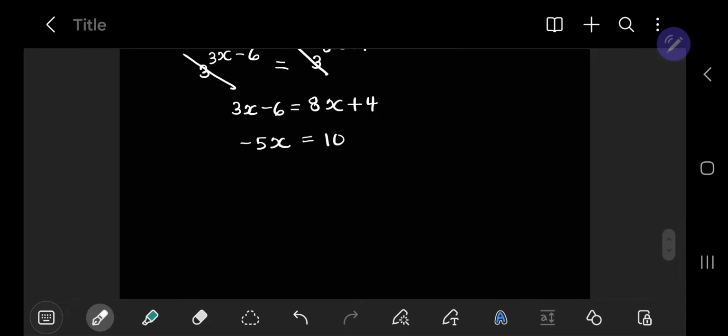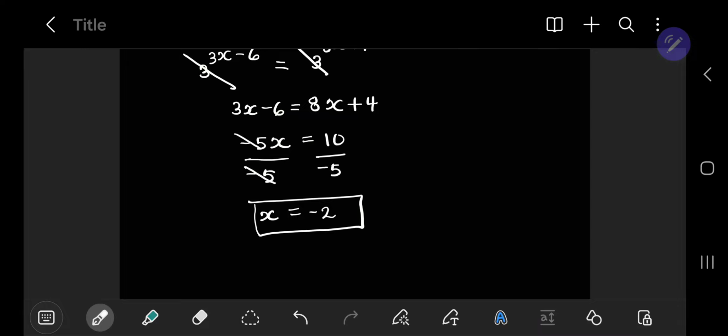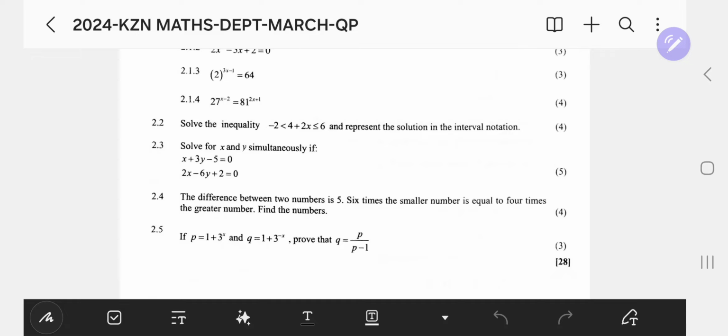Now to get x alone, you're going to divide both sides by its coefficient. The negative 5's cancel out. We are left with x is equal to 10 divided by negative 5, which is negative 2. That is the value of x. X is negative 2.